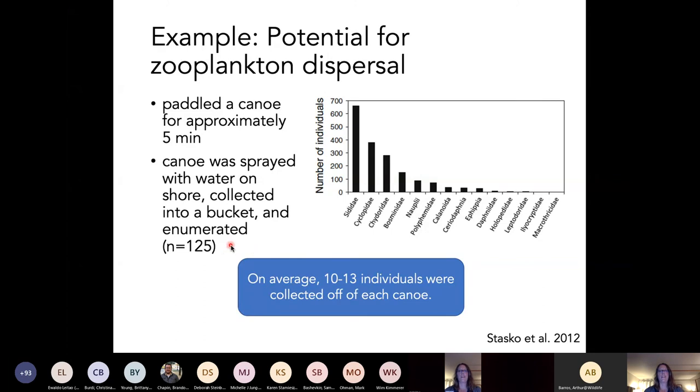That doesn't sound like a really large number, but in speaking to this room full of experts, I know you know that there's a lot of zooplankton that are parthenogenetic, at least seasonally. And so they can establish populations, in theory, from a single individual. So potentially, this is one way that zooplankton are getting around in the environment.